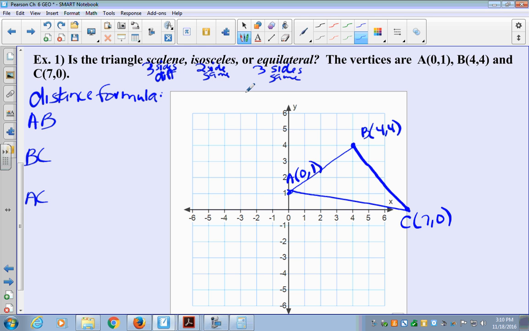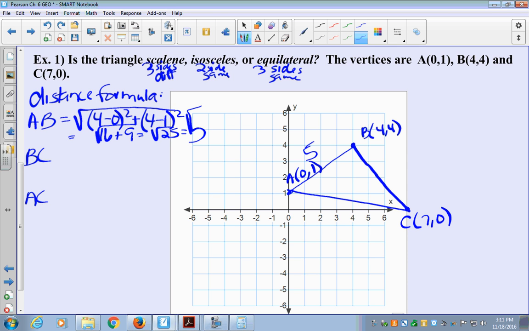So the first one is the distance between A and B. That is our x's subtracted squared plus our y's subtracted squared. We get 4 minus 0 is 4. 4 squared is 16. 4 minus 1 is 3. 3 squared is 9. 16 plus 9 is 25. And the square root of 25 is 5. So I'm going to go ahead and put that on my picture so I remember. AB is 5.